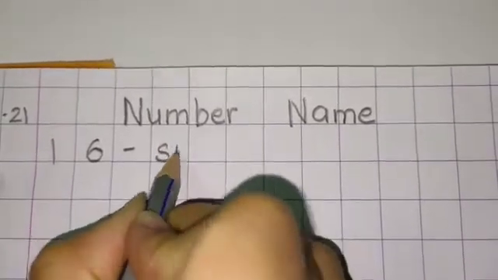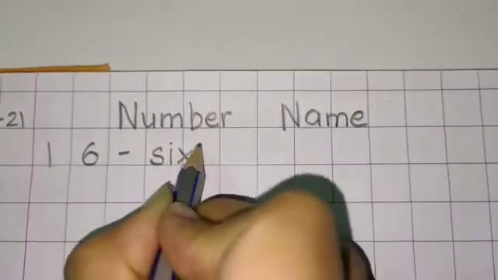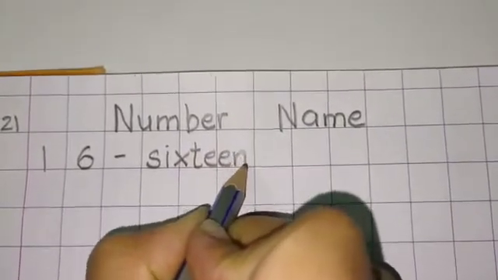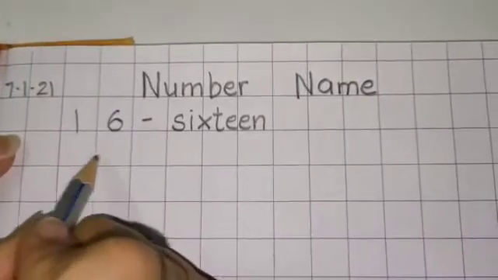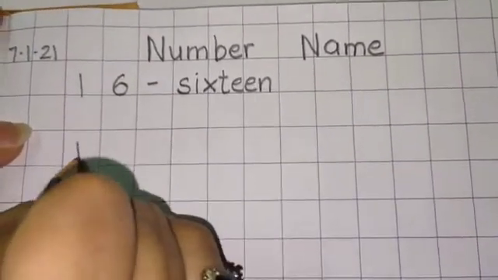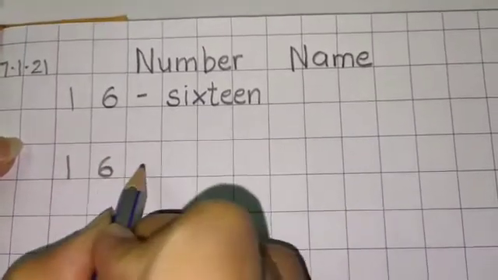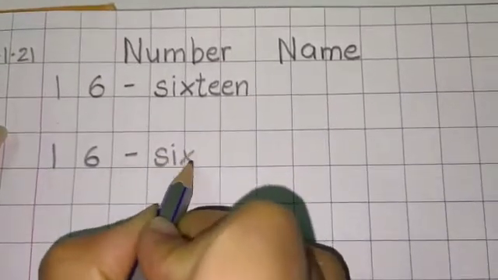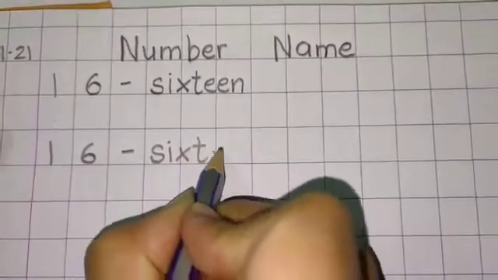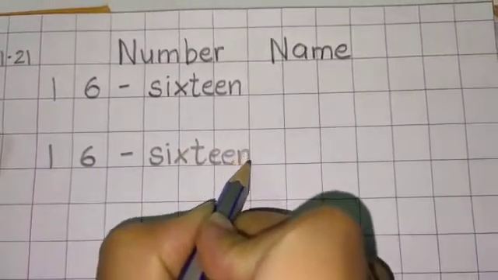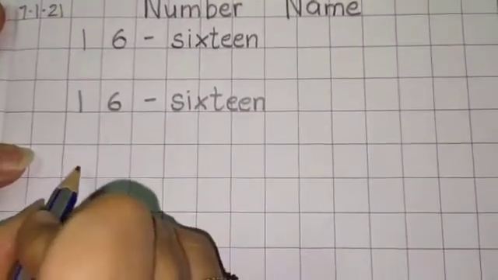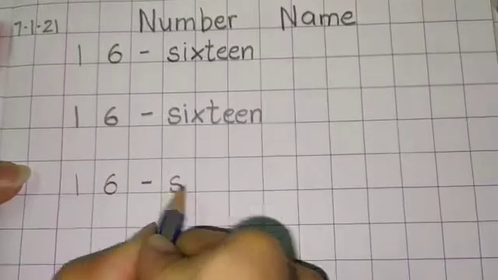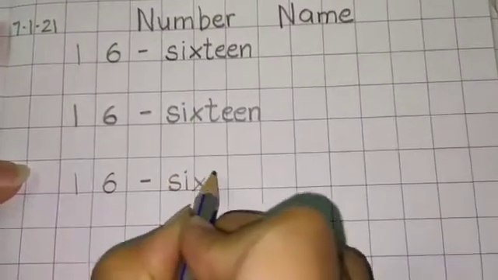S I X T E E N, 16. Then you will leave one line and we will write 1 6, 16 again. Make a dash, S I X T E N, 16. Again leave a box and then you will write 1 6, 16, dash, S I X T E N, 16.